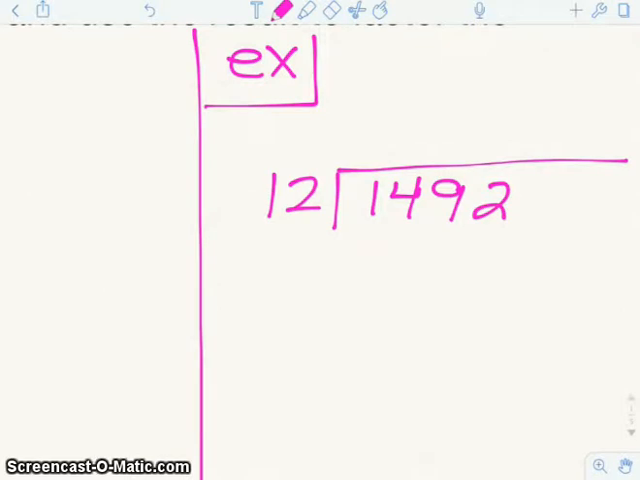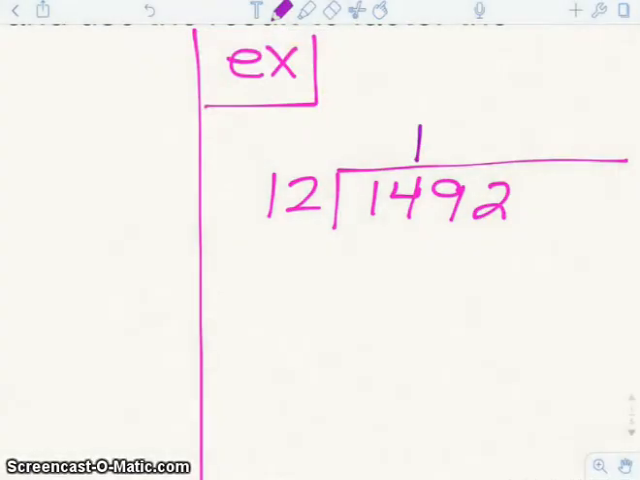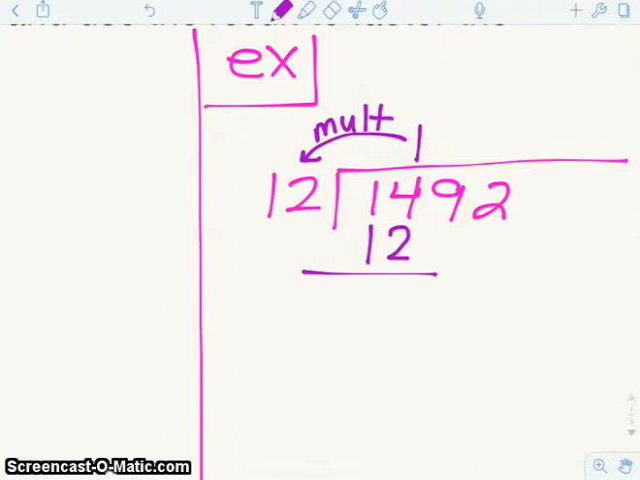So let's think about this. Where's my starting process here? I start by saying 12 goes into 1 how many times? Well, it doesn't. 12 doesn't go into 1. It's not big enough. So I go to the next number. I slide over 1. I say 12 goes into 14 how many times? And my answer is 1. So if you remember, I put a 1 on top of the 14. Now what I do is multiply 1 times 12, and I put my answer right here.